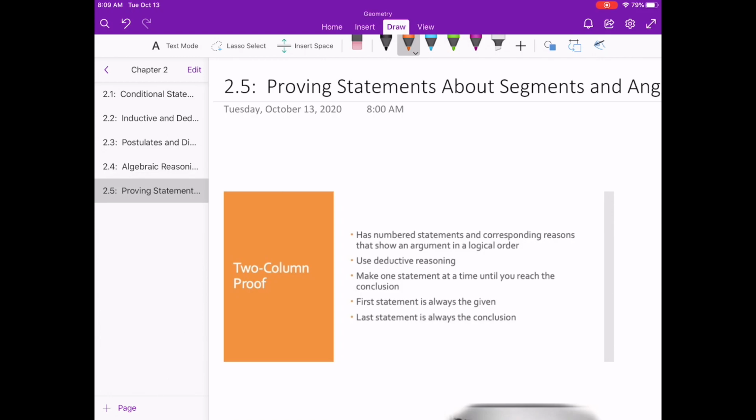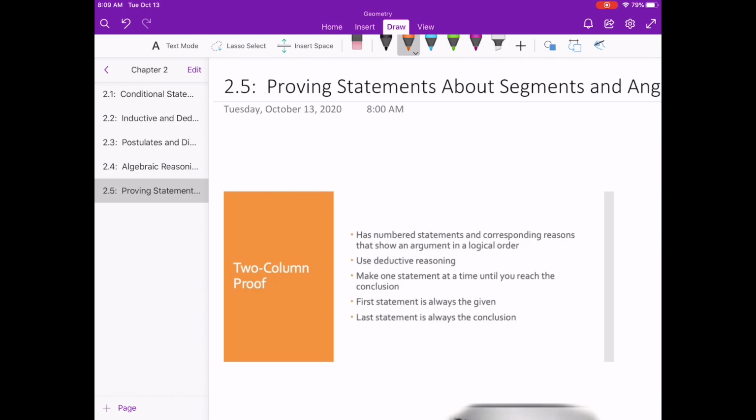But basically what you're saying is, this is my statement and this is why it's true. And then you logically go through all of the steps until you get to your answer. So we're going to focus on two-column proofs today. A two-column proof has numbered statements and corresponding reasons that show an argument in a logical order.